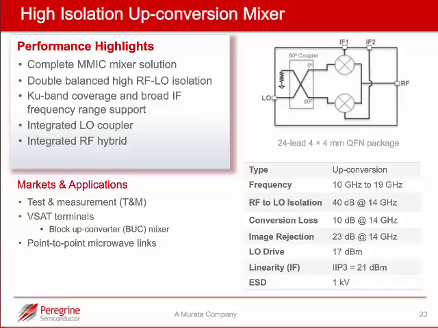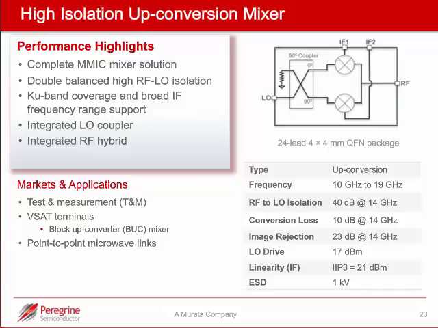It's configured as a double balanced for high RF to LO isolation, so we don't want the LO leaking into the RF path. With a LO drive of 17 dBm, it achieves 21 dBm input IP3 and has a conversion loss of 10 dB. So this is targeting the up converter on VSAT terminals, obviously test and measurement and point-to-point microwave links. And it is a fully integrated MMIC solution, so it has the LO coupler and hybrid for the RF all on chip.